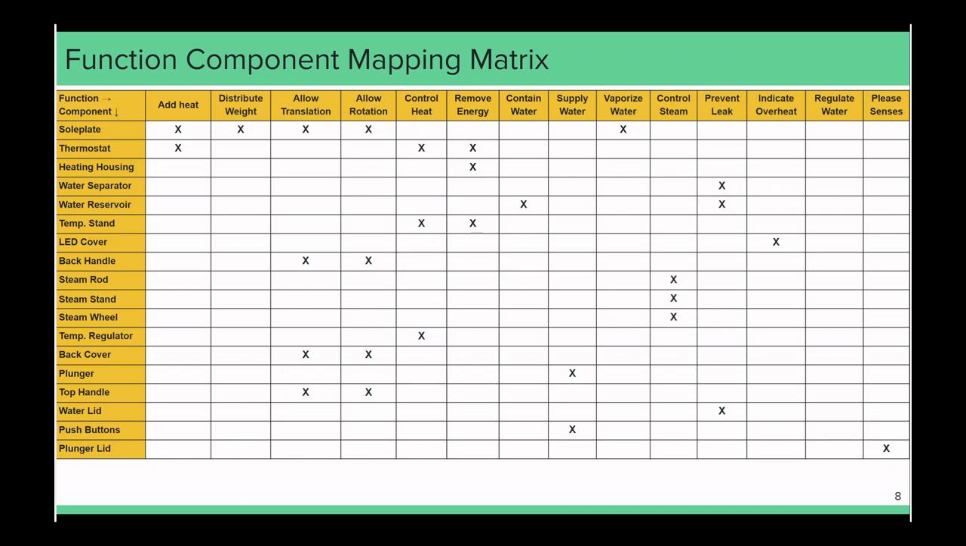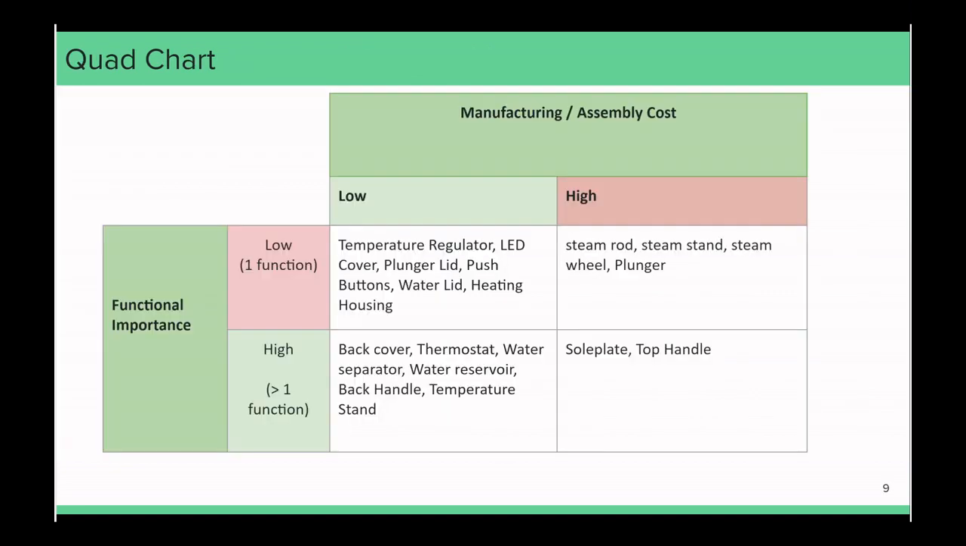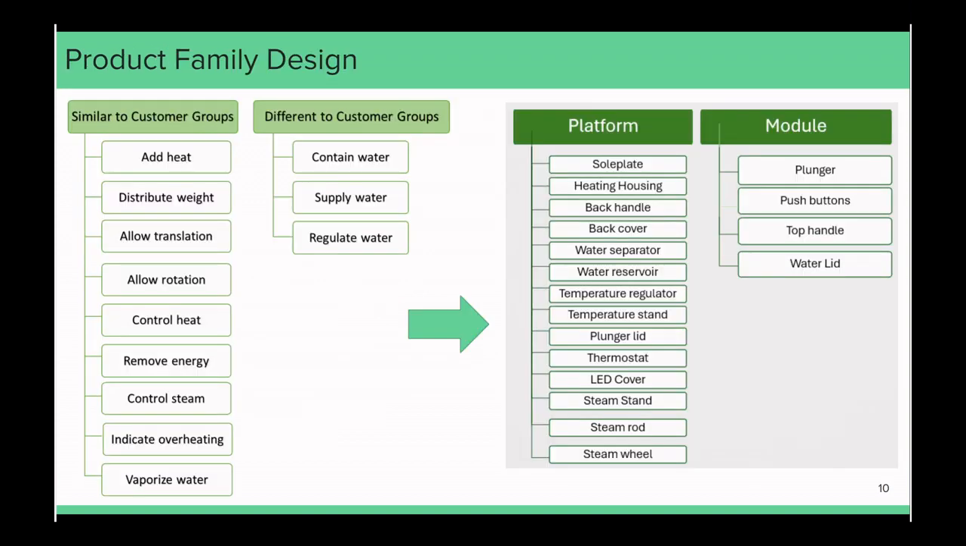We use this mapping matrix to consolidate parts with similar functions and do DFM and DFA to reduce cost. We will use this quad chart to find high-cost parts like the sole plate to improve and make it cheaper. Our product family has two variants.